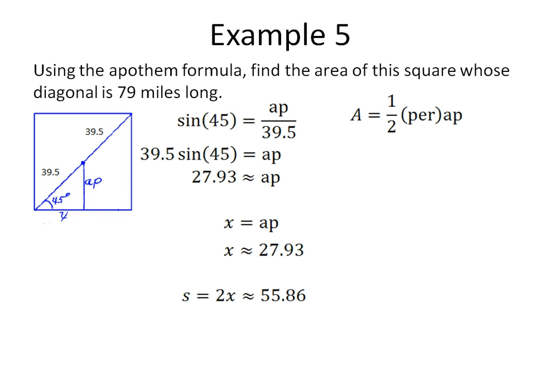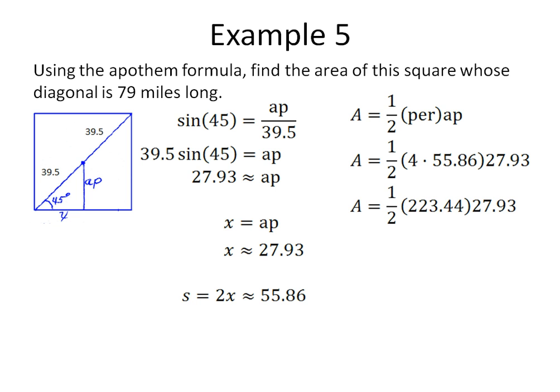So now we're ready to find the area with the 1/2 perimeter times the apothem. So area is equal to 1/2 of 4 times 55.86 times 27.93. So this gives us 1/2 of 223.44 times 27.93, which gives us approximately 3,120.34 square miles.